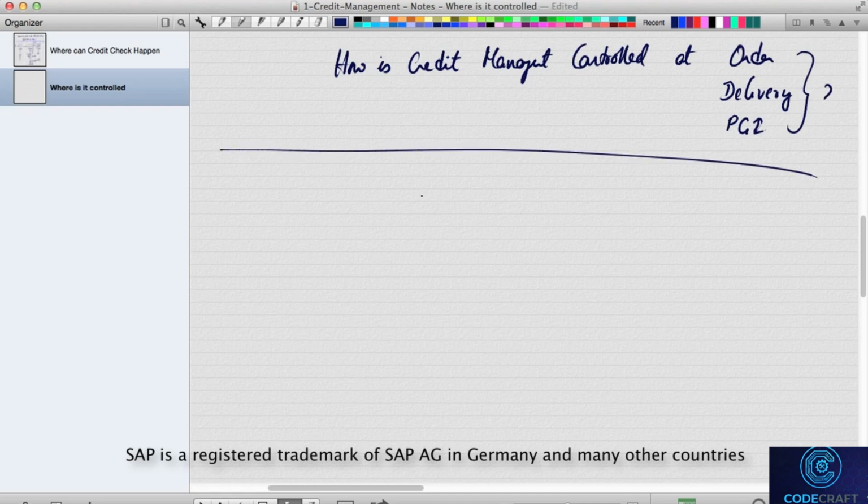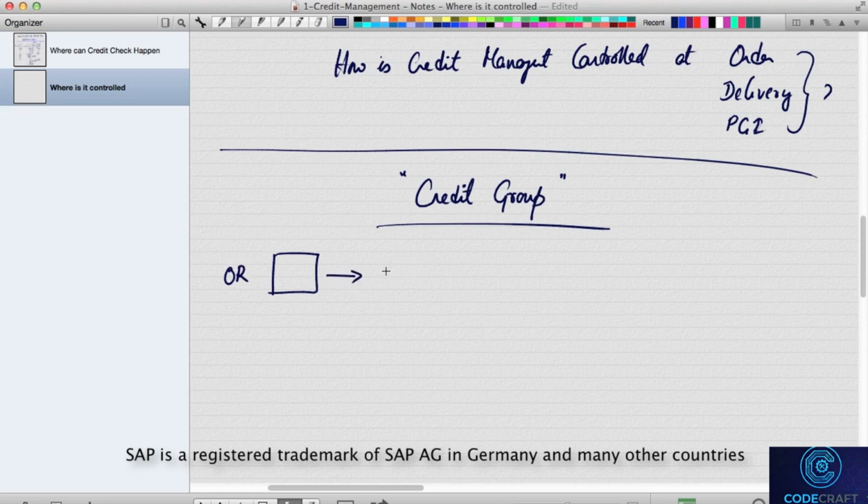The answer to this is credit group. So what is a credit group? At each of these points, SAP gives us a chance to assign a parameter called the credit group. So if you have an order of type OR or ZOR, it can be assigned a credit group of 01 or Z1 or whatever you want to assign. It's a free form character. The standard system assigns 01 to OR.